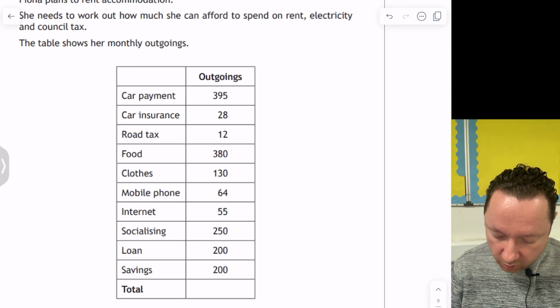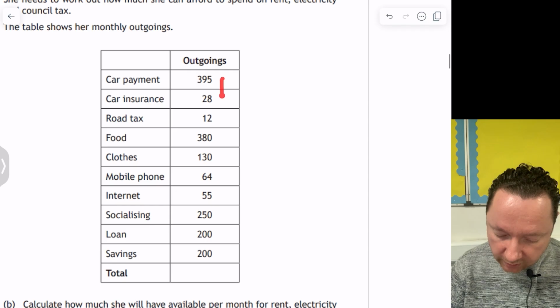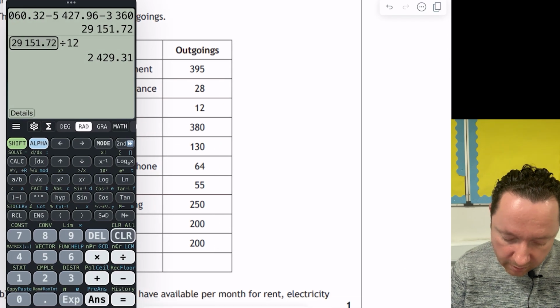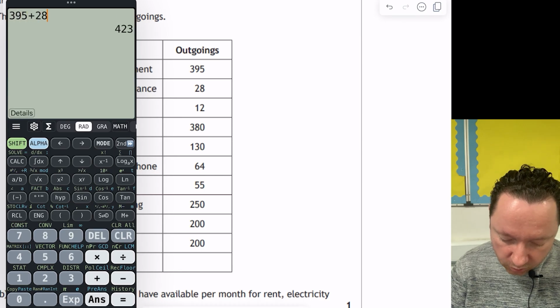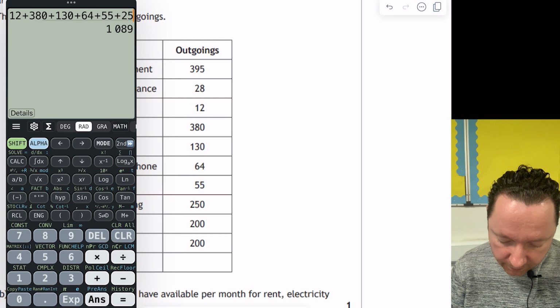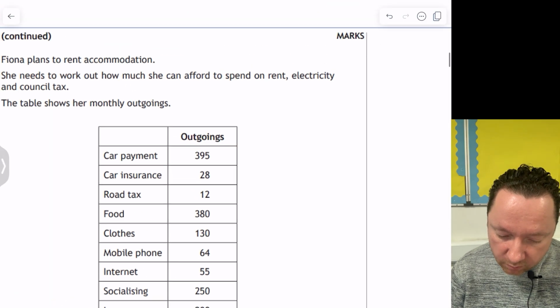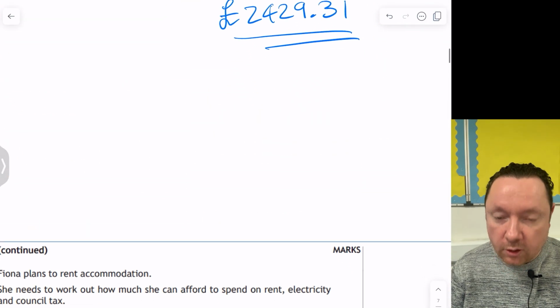So this is all our outgoings except the rent, electricity and council tax. So I need to add all these up. So let's just get a calculator and make a running total. 395 plus 28 plus 12 plus 380 plus 130, 64, 55, 250, 200, 200 is 1714. 1714 is how much she spends out, but how much did she earn? We worked that out before, it is 2429.31.